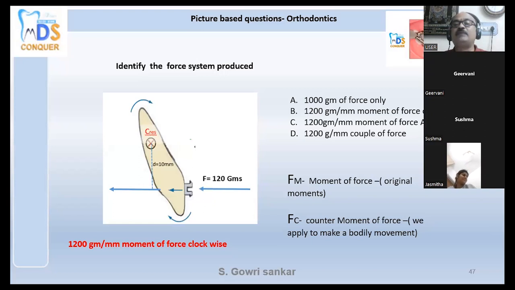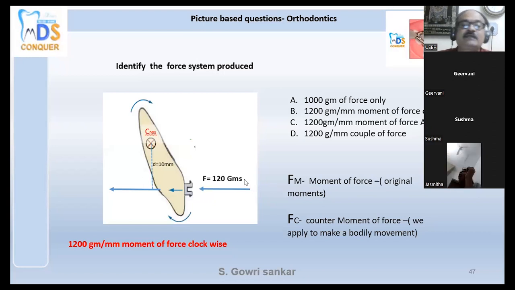Why bodily movement? It means the teeth should move bodily within the alveolus, between the two cortical bones, for a good movement. Of course, there are situations where you require torque and tipping. But for a good tooth movement, it should have a bodily movement. This bodily movement is possible only when the force is sent through the center of resistance.